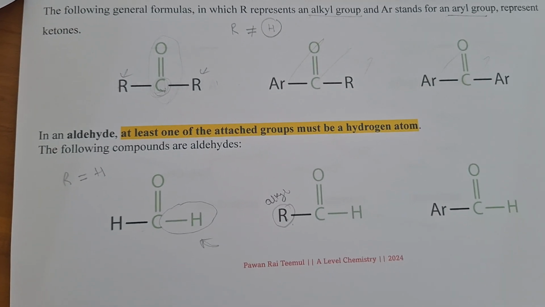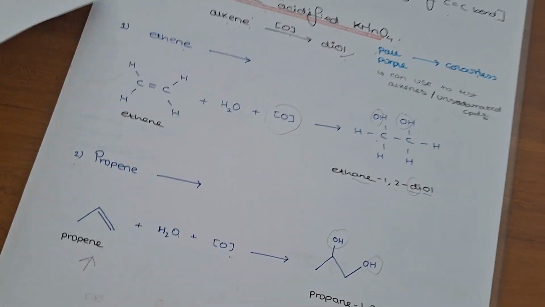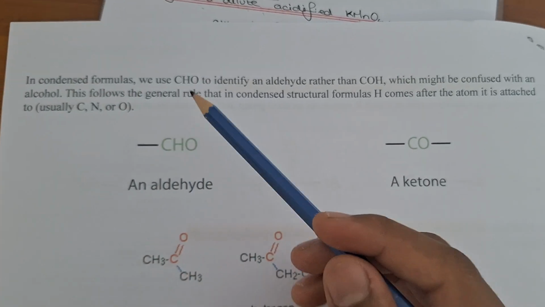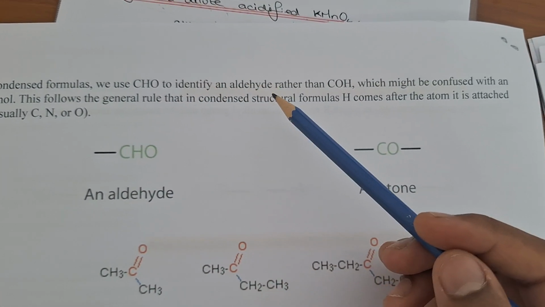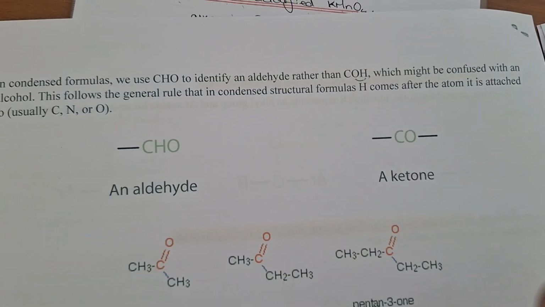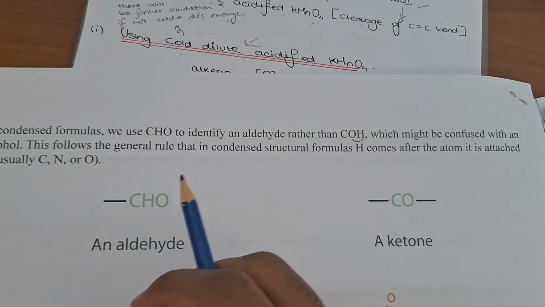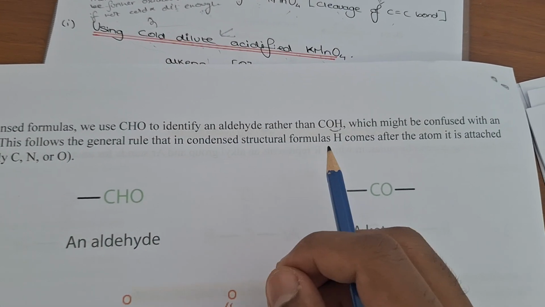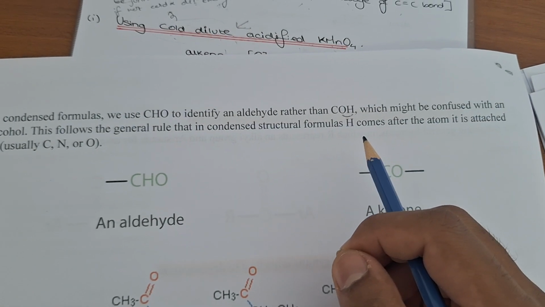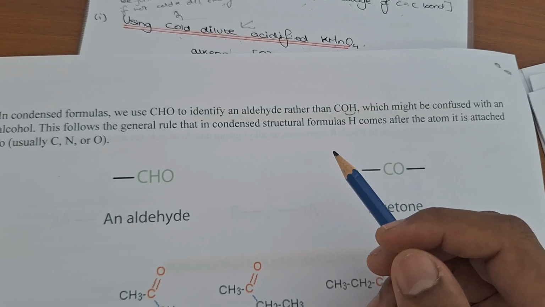What are ketones, what are aldehydes? Anything important? Okay, just generally to know: in condensed formulas, we use CHO to identify an aldehyde rather than COH, because COH looks like OH, like a hydroxyl, which makes you think of an alcohol. This follows the general rule that in condensed structural formulas, H comes after the atom it is attached to.